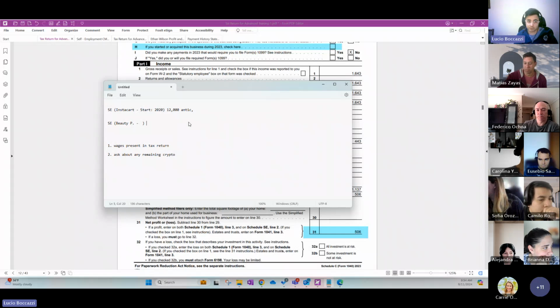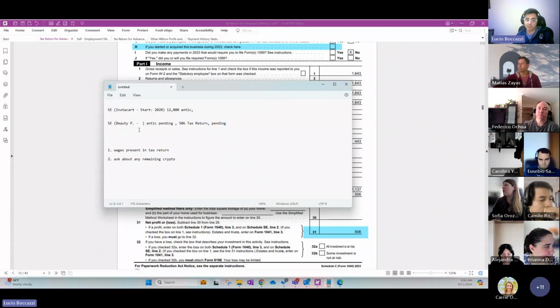So we don't have an anticipated amount because we don't have the self-employment declaration, but I can write down in my notes that the tax return shows this, and we'll leave it as pending. And we'll speak with the applicant and find out if they are actually still doing this.